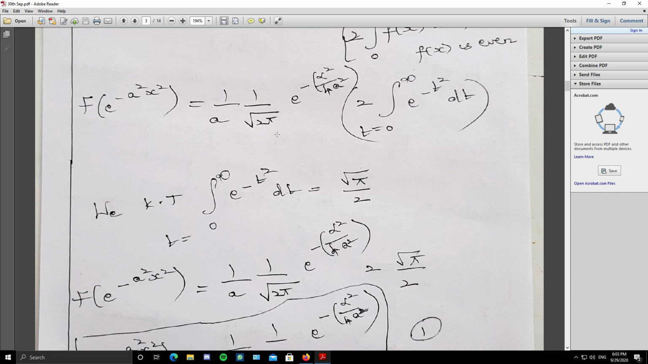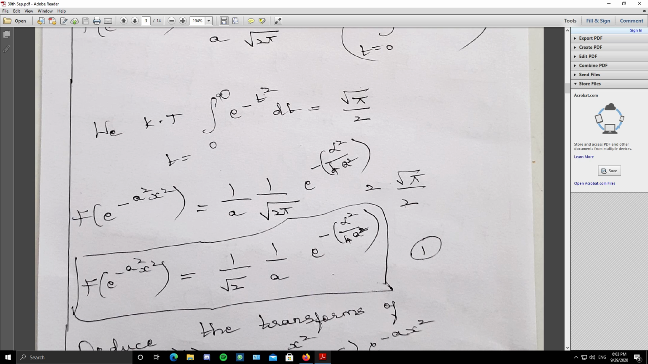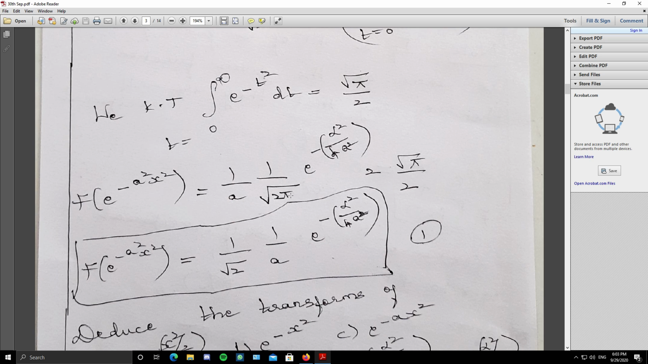So 1 by a, 1 by root of 2 pi e power minus alpha square by 4a square, 2 times root of pi by 2. So 2 gets cancelled. You have 1 by root 2 into 1 by a, and root pi also gets cancelled. So 1 by root 2, 1 by a, e power minus alpha square by 4a square. So you have to learn this result by heart. It's a very important problem. If you practice 2-3 times, you will get the standard question.